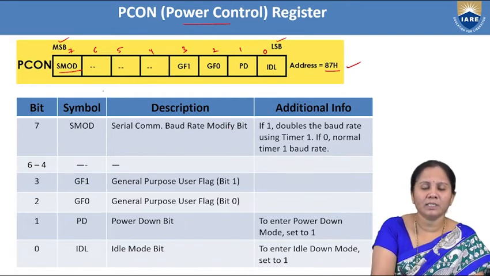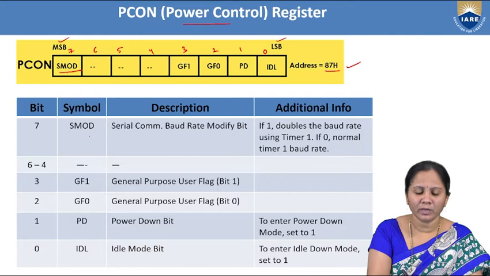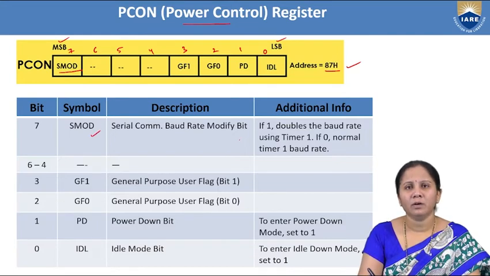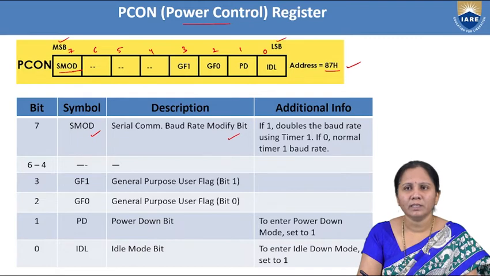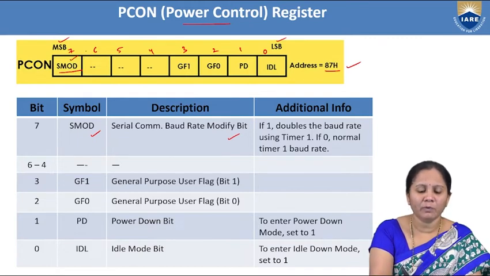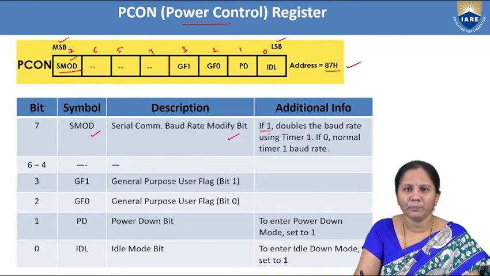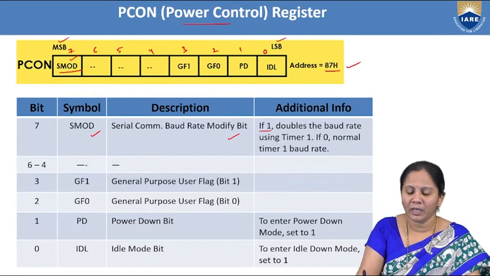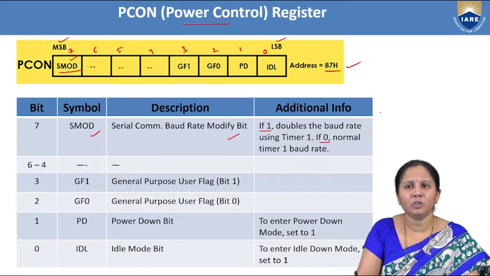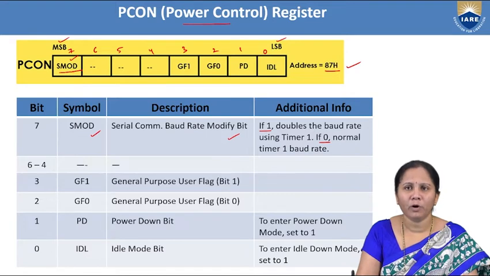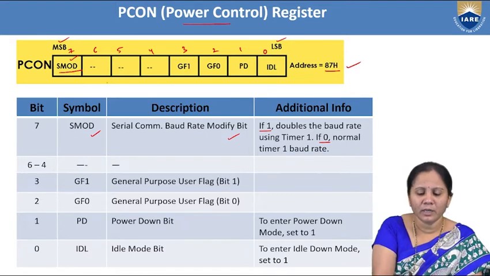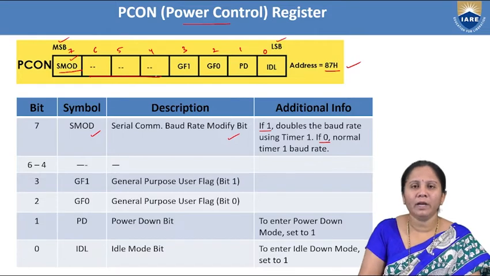The first bit here is SMOD. It is used for serial communication, to set the baud rate. If the SMOD bit is 1, the baud rate will be doubled. If the SMOD bit is 0, we have the normal baud rate. Bits 4, 5 and 6 are not defined.